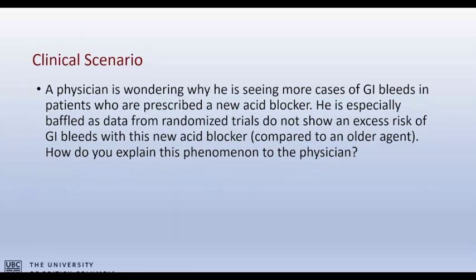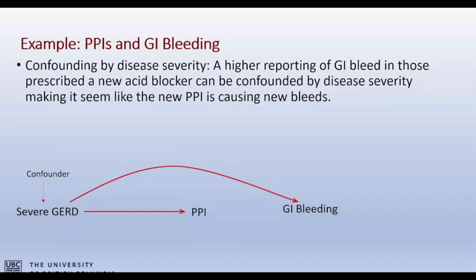Let's look at a more clinical scenario. A physician is wondering why he's seeing more cases of GI bleed with a new acid blocker. And he's especially baffled because the acid blocker in randomized trials actually has not been shown to have an increase in risk of GI bleeds compared to the older drug. But in clinical practice, he's seeing a lot of GI bleeds and he's wondering why that is. So this is a type of confounding that we specifically refer to as confounding by disease severity, or also sometimes referred to as channeling bias. And that is when, in this case, this new acid blocker is channeled or prescribed to patients who have a higher baseline risk of GI bleeding.